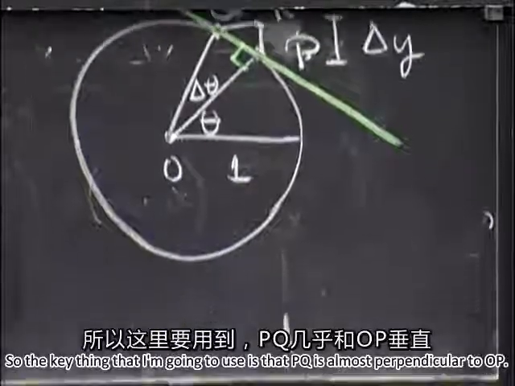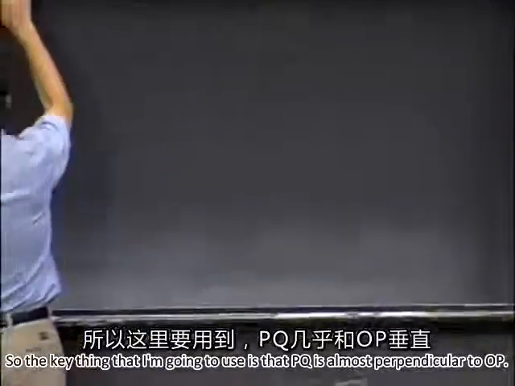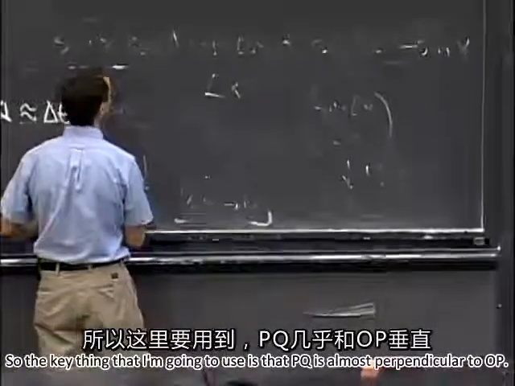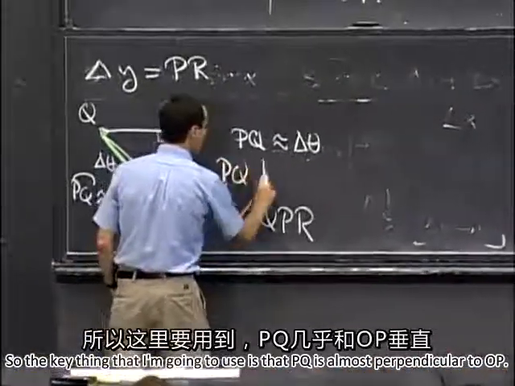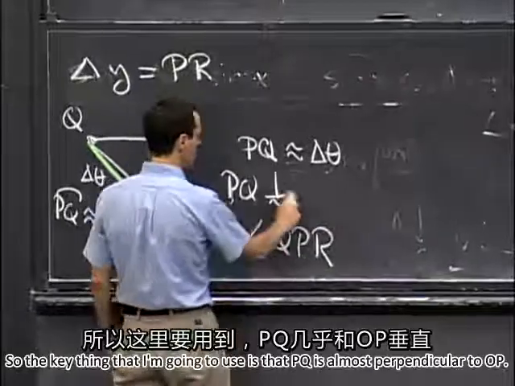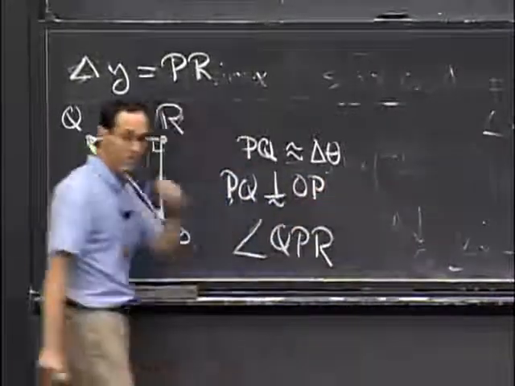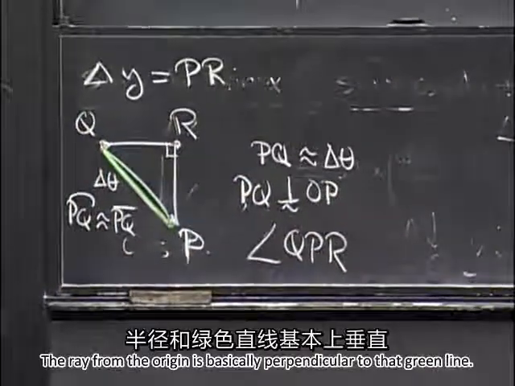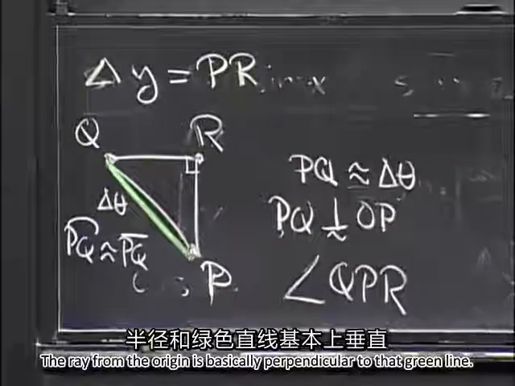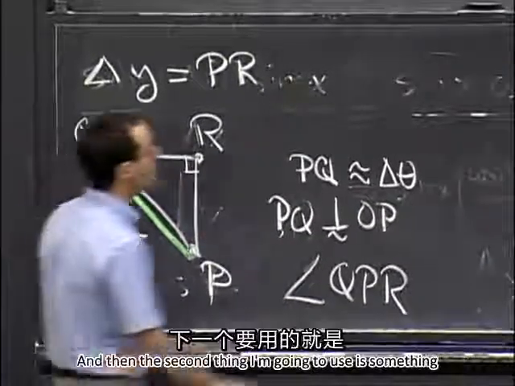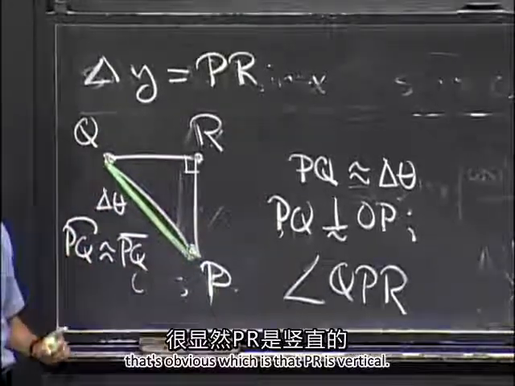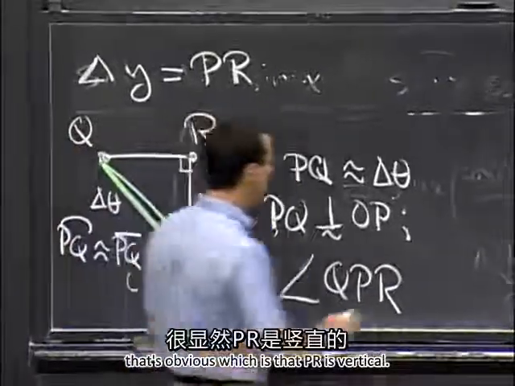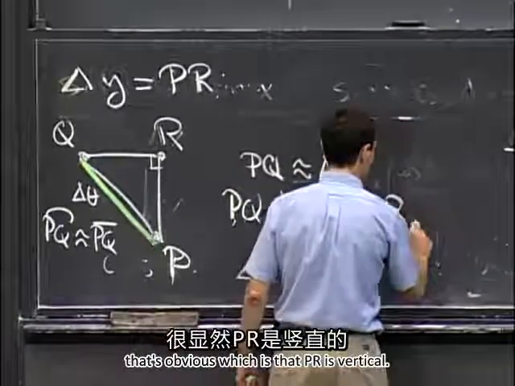So the key thing that I'm going to use is that PQ is almost perpendicular to OP. All right? The ray from the origin is basically perpendicular to that green line. And then the second thing I'm going to use is something that's obvious, which is that PR is vertical.